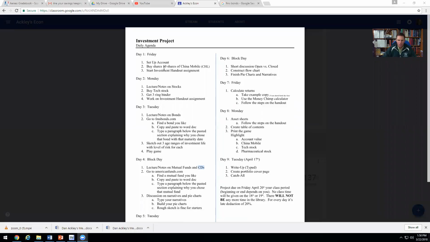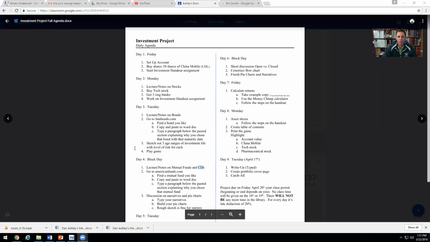Today's agenda looks like this, if you don't already have it open. You guys have day 3 here. We're going to do lecture notes on bonds. I'm going to show you how to choose a bond. This is where you would go to buy if you were going to. Basically, instead of buying, we're going to have you print one out, one that you like. So I'll show you how to do that and show you how I want you to store that. And then I'm going to have you sketch out 3 age ranges of your investment life with level of risk for each, and then have some time to play the game. So that'll be our day today.